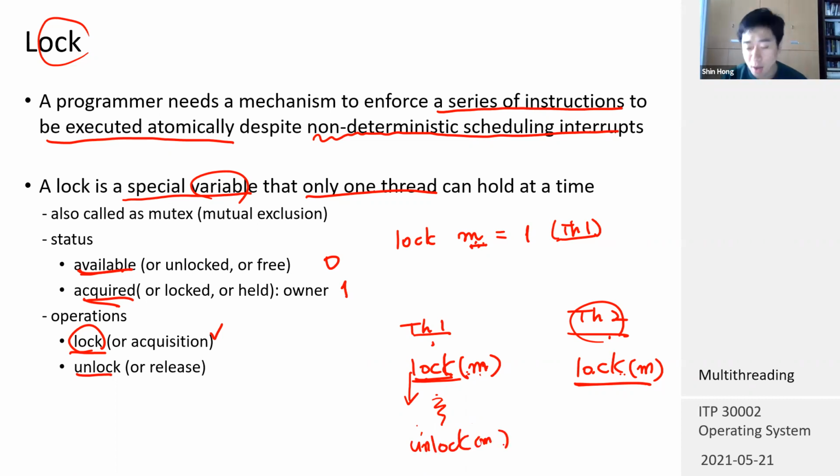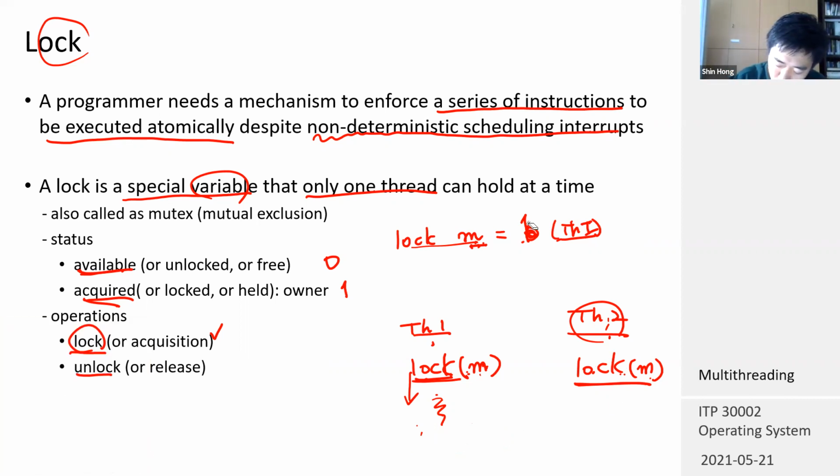Afterward, eventually thread number 1 needs to call unlock on m. Then what? The lock variable turns to 0 and becomes available. And at this moment, thread number 2 now checks m being 0 and turns it into 1 and becomes its owner. And now thread number 2 is holding lock m so that it can successfully move on to the next instruction.